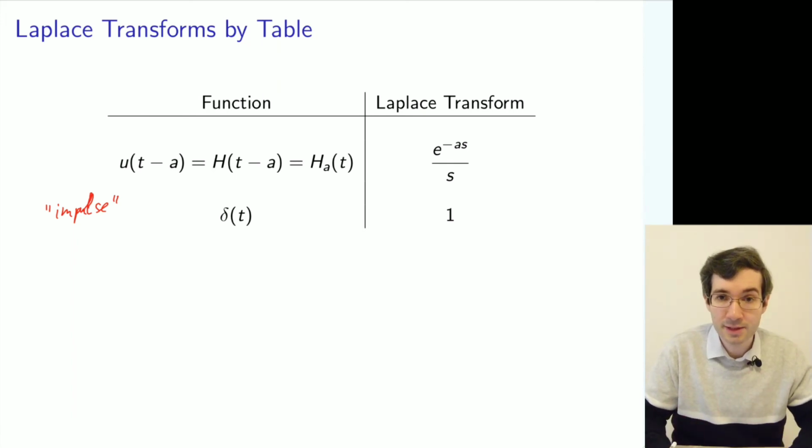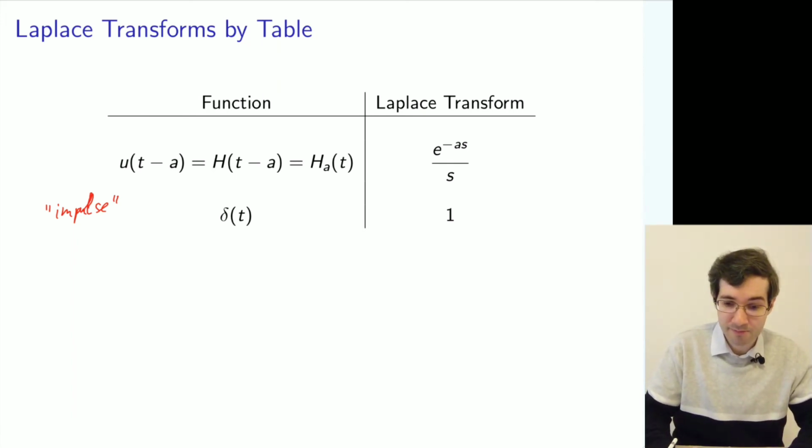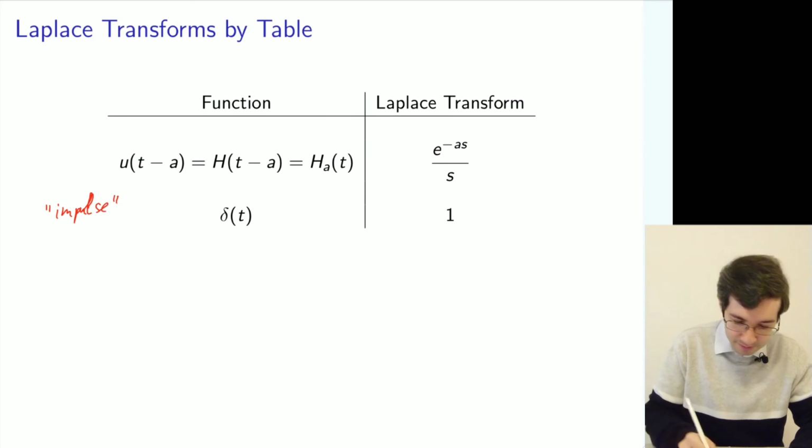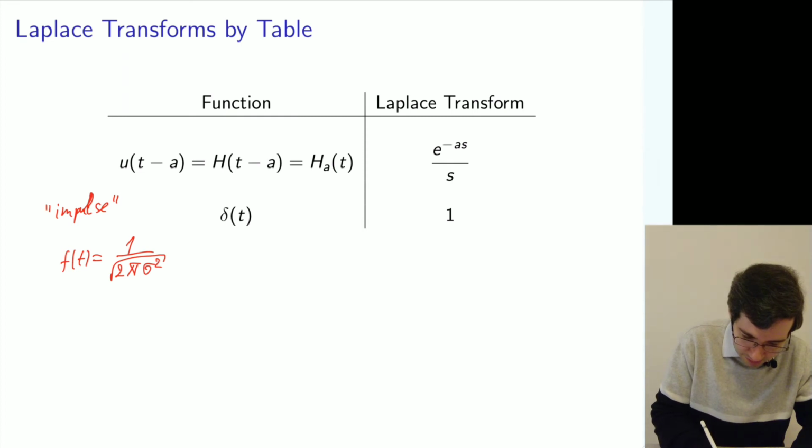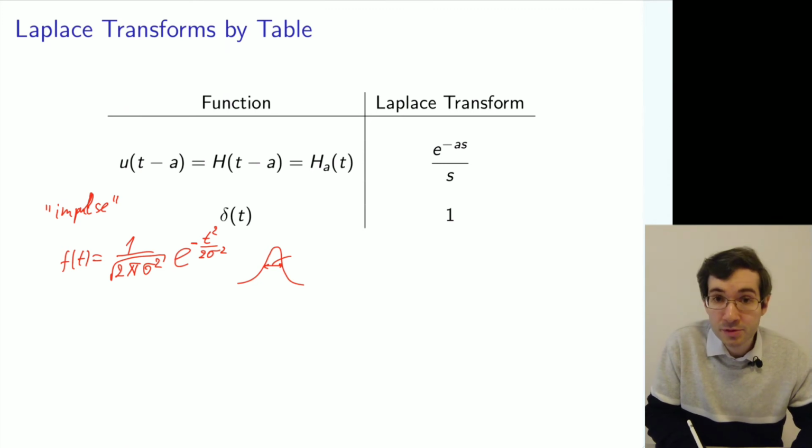Let's try to get some feeling for what this function, or generalized function, is by looking at a hump. Let's say we take a function f of t, which is 1 over the square root of 2 pi sigma squared, times the exponent of minus t squared over 2 sigma squared. If we plot it, it will look like a hump, and you might have heard it under the names of Gaussian or normal distribution.